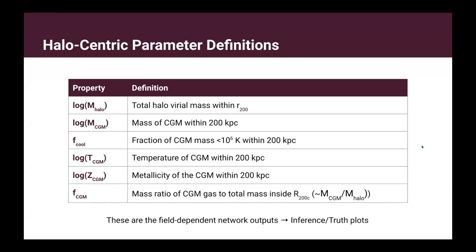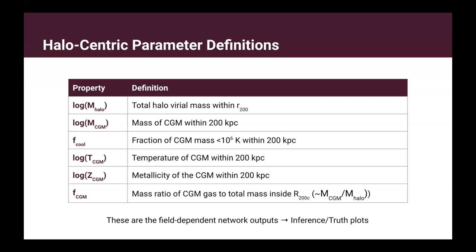So the 6 parameters that we are looking at are, first, the log of the mass of the halo, so the total halo virial radius within R200, as kind of an offshoot of the subsequent 5 parameters. Then we're looking at the log of the mass of the CGM, so the mass of the CGM within 200 kiloparsecs. Fcool, the fraction of the CGM mass that is less than 10 to the 6 Kelvin, also within 200 kiloparsecs. Then the log of the temperature of the CGM and the log of the metallicity of the CGM, both also within 200 kiloparsecs.